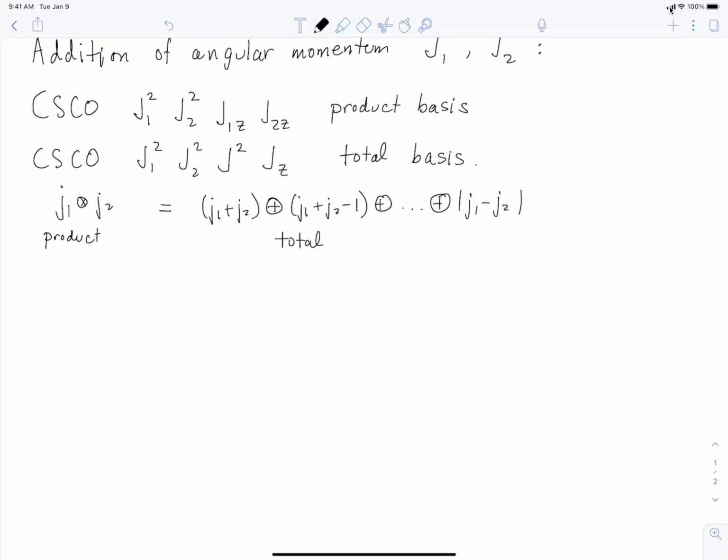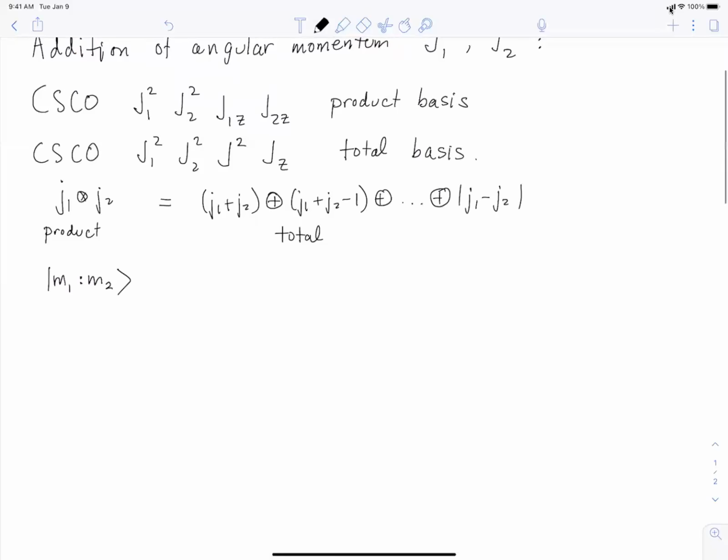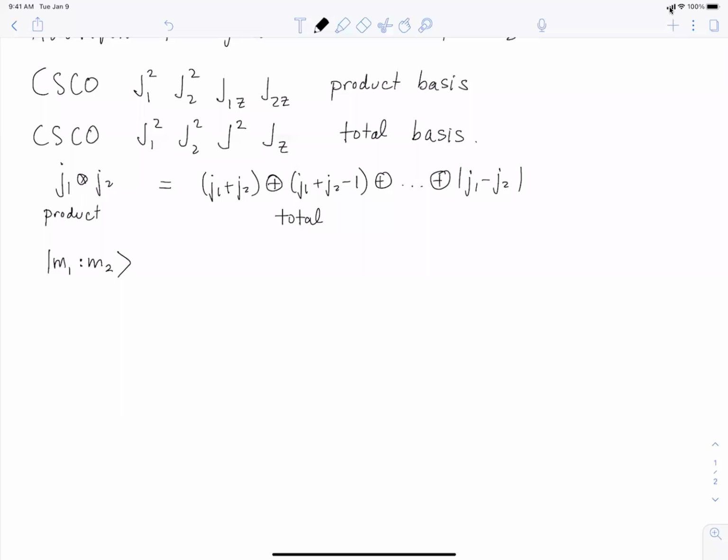Okay, and so if we count the number of states in the product basis, we have states that are represented by just the J1z and J2z quantum numbers. And the total number of these basis states is equal to 2J1 plus 1. That's the number of different M1s you can have. And that's multiplied by 2J2 plus 1. That's the total number of M2s that you can have.